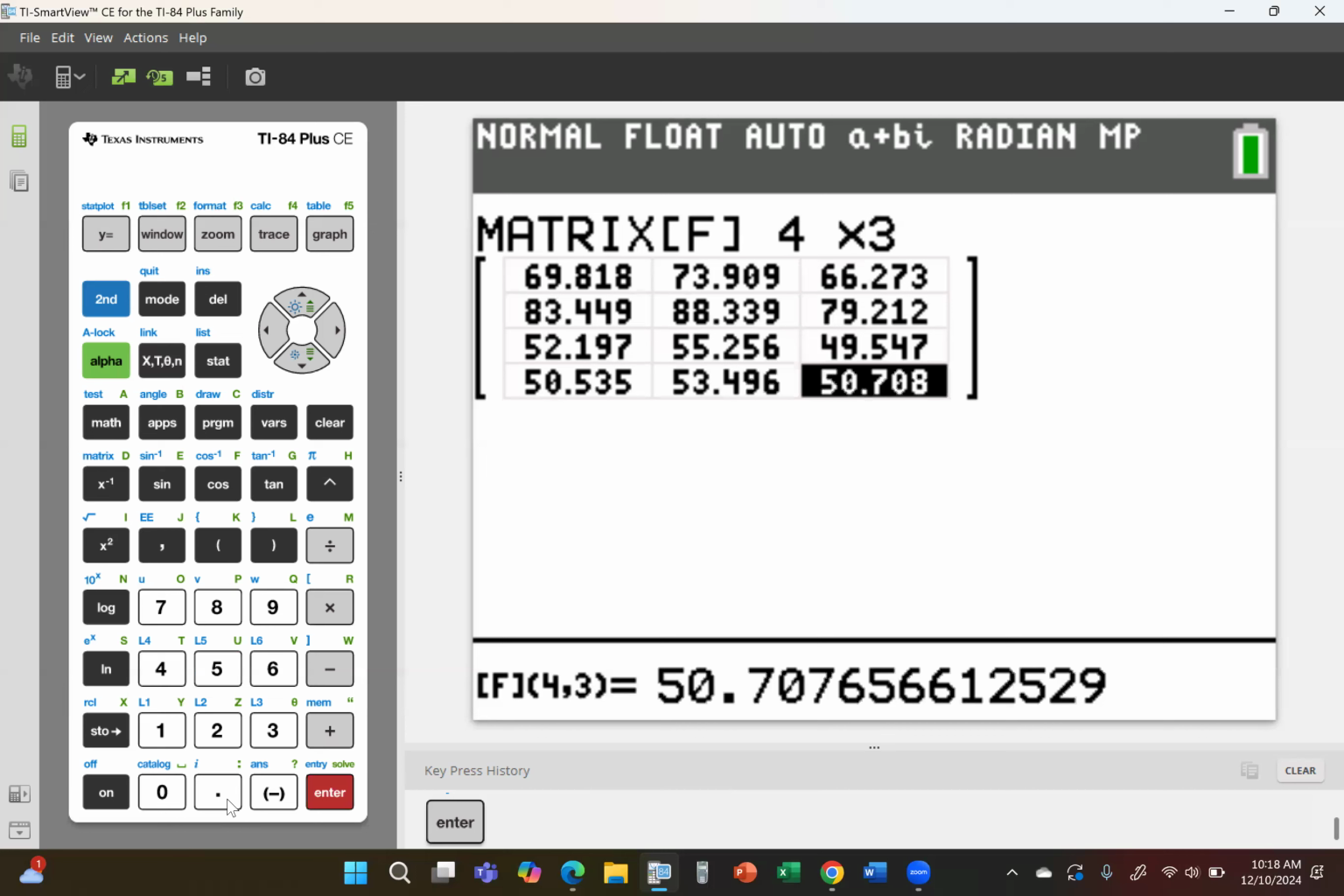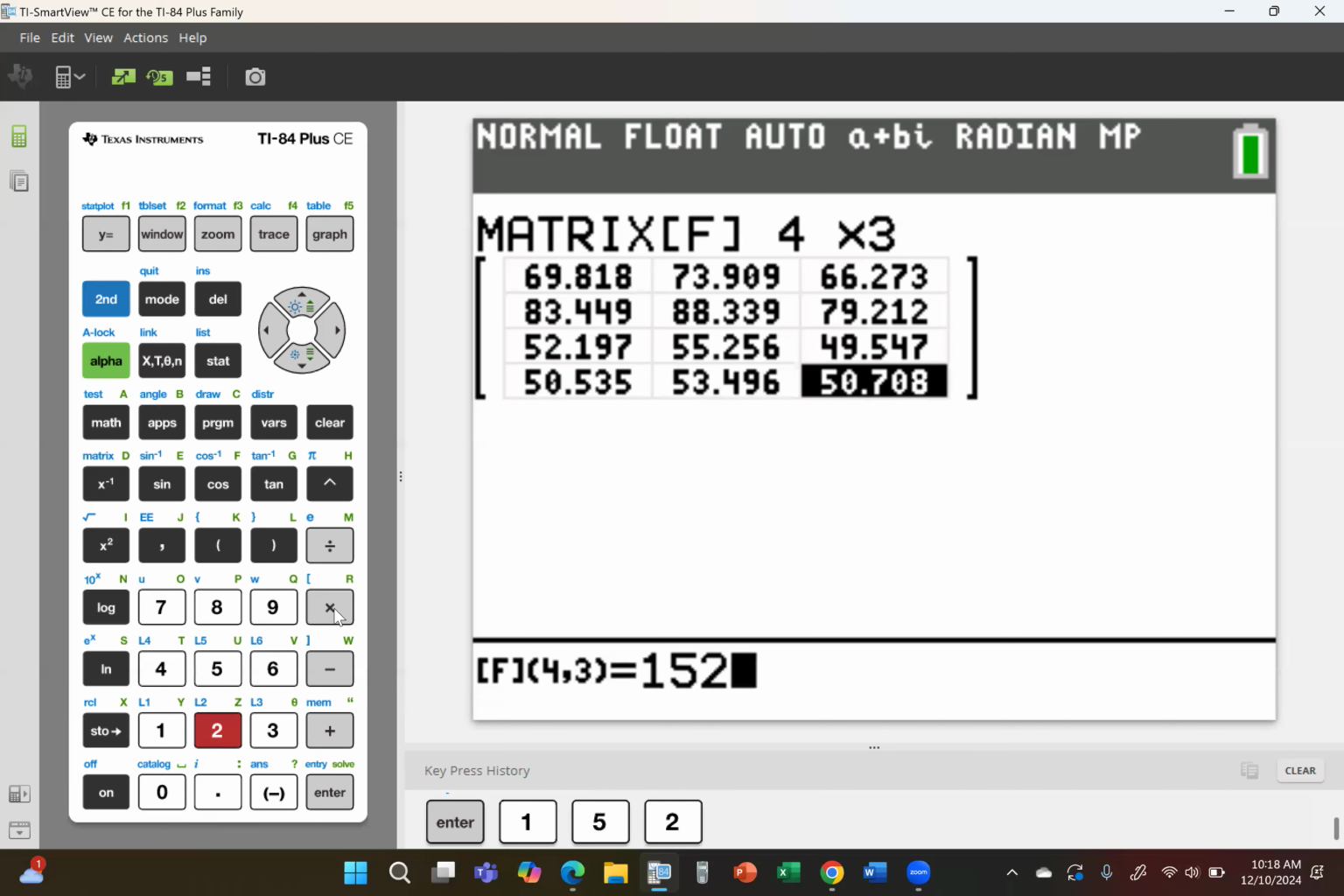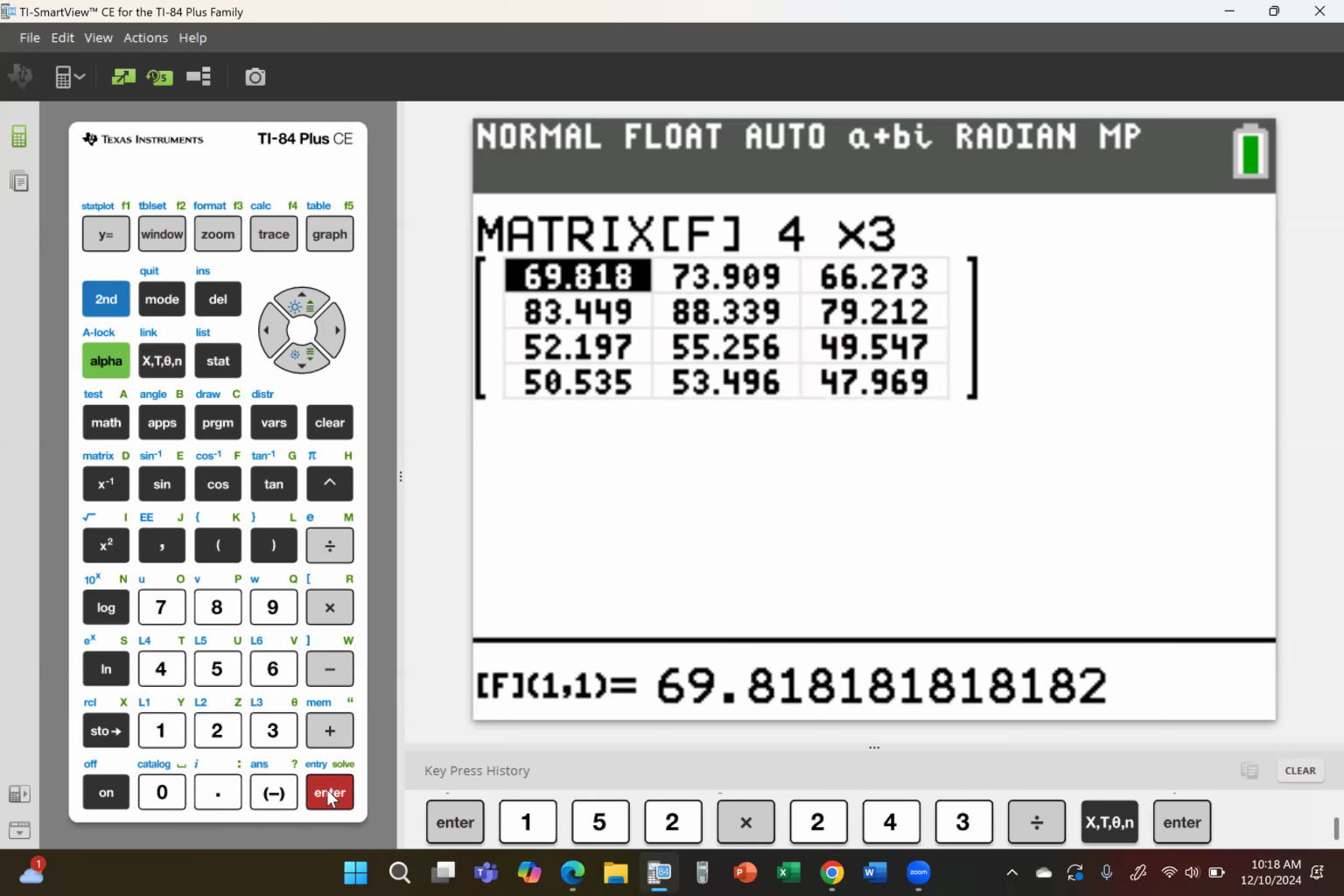So what's the last one? Is it 152 times 243 divided by 770? Okay. Think I'm good. All right, so now I'm going to run the chi-squared test.